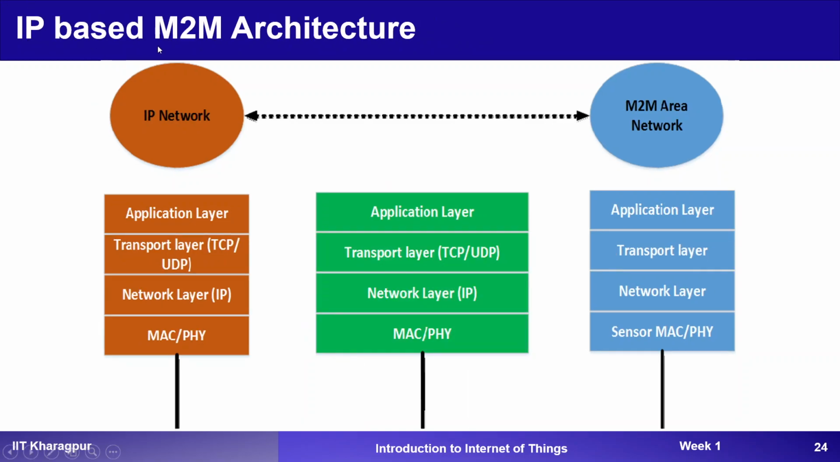Now the IP based machine-to-machine architecture. So this machine-to-machine area network is IP based. If this machine-to-machine area network wants to communicate with the IP network, then it will be simple communication, as takes place in computer networks, because all the layers are the same and all the protocols which are used are the same. So we don't need any layer which will provide integration of these two networks.